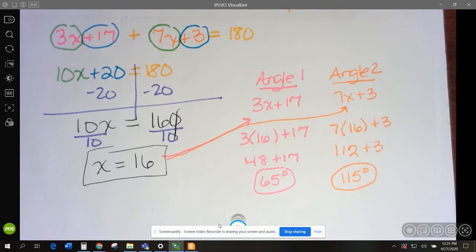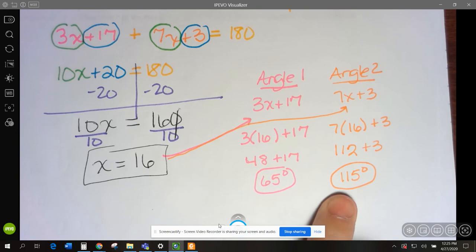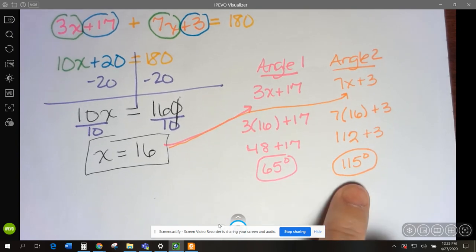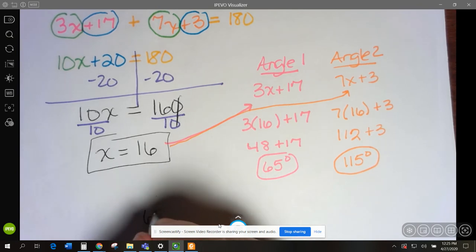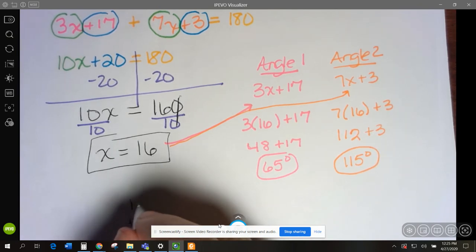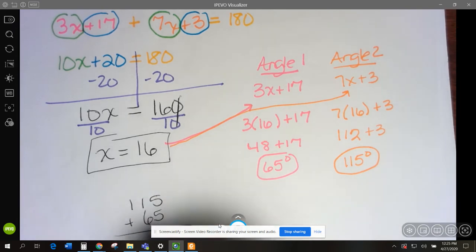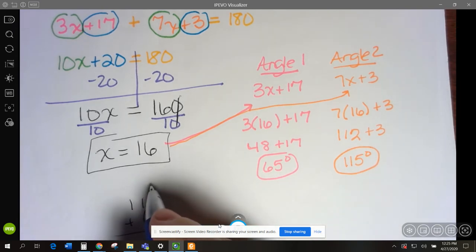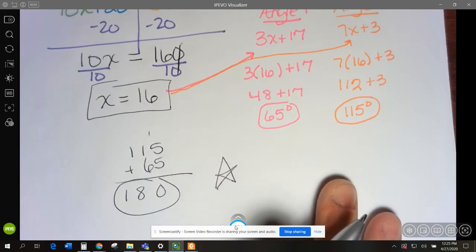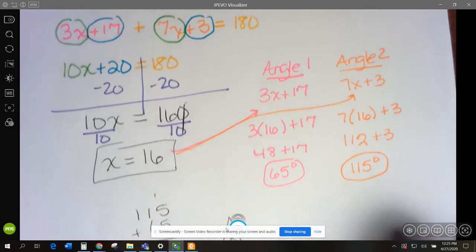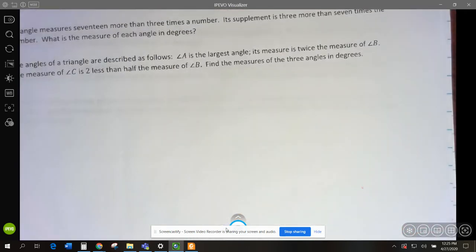To prove we're correct, these two have to be supplemental. So these two have to equal 180 degrees. So is 65 plus 115 180? Yes, it is. So we are correct. Let's go on to problem number 3.